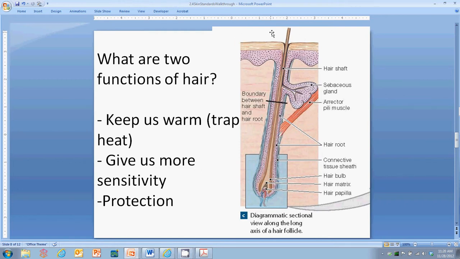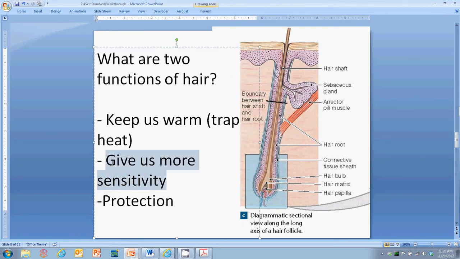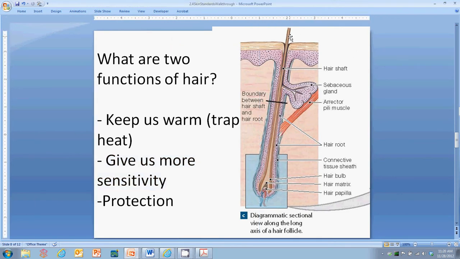Without the hair, this little light bug's going to land on my skin, and I'm not going to have any nerves detecting it necessarily. It'll be harder to detect. This sensitivity that I get from the hairs is helpful. Think of a cat, whiskers. They have those long whiskers so they can detect more things.